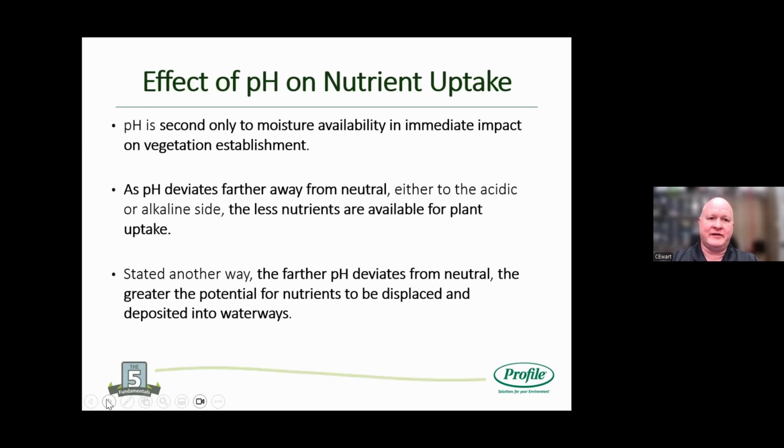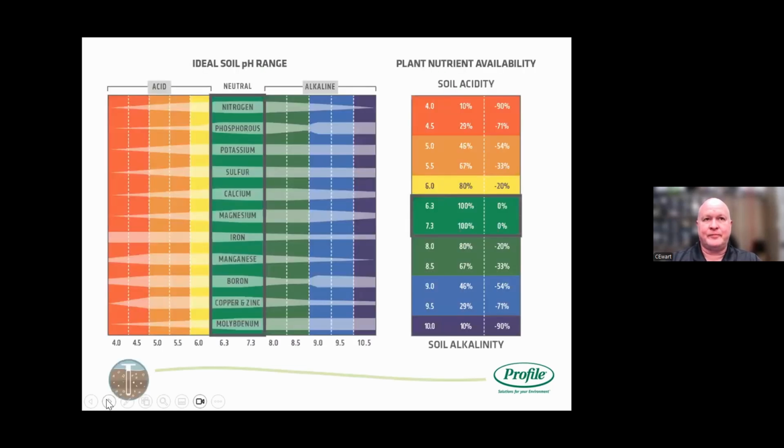You always want to be soil testing. I would recommend that if you are soil testing and you don't want to test for everything, at the very least, test for pH. This is the single most critical factor that affects successful implementation.